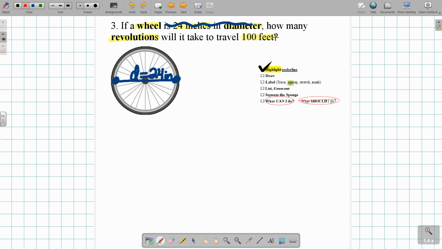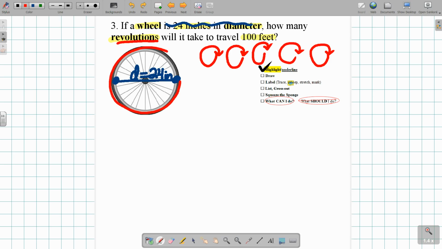We're asking how many revolutions. Now, when you revolve a wheel, it turns. Go like that. It turns. So what you need to see here is that when a wheel revolves, the word revolution is simply code for circumference. Revolution is code for circumference. Let's write our circumference equation out while we're at it. We're asking how many revolutions will it take to travel 100 feet?